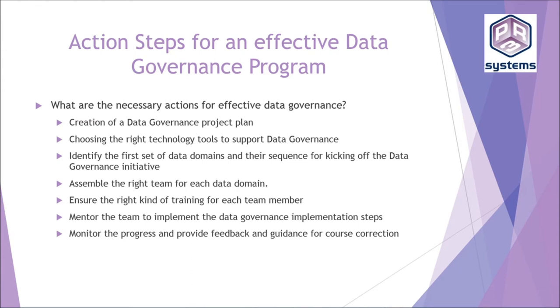Now let's look at data governance. What are the necessary actions for effective data governance? You must have a data governance plan which is thought through. We need to understand the goals, create a strategic goal and tactical steps to reach there. You need to choose the right technology to support data governance because the technology is what makes it possible. It starts with the belief, thoughts, and plan, but ultimately the technology is what gives you the processes to make it possible.